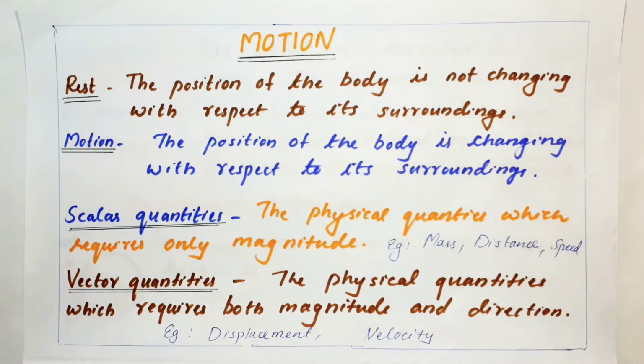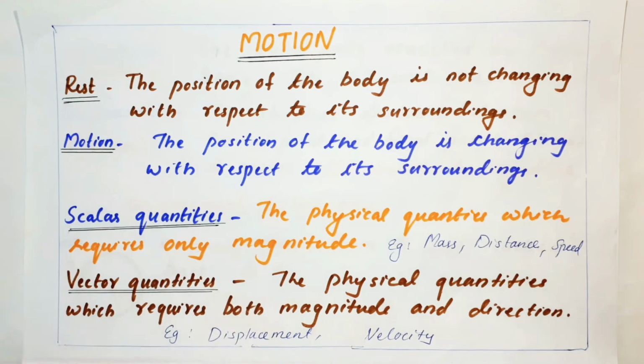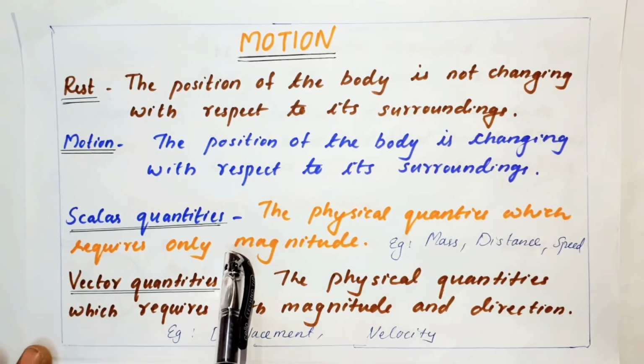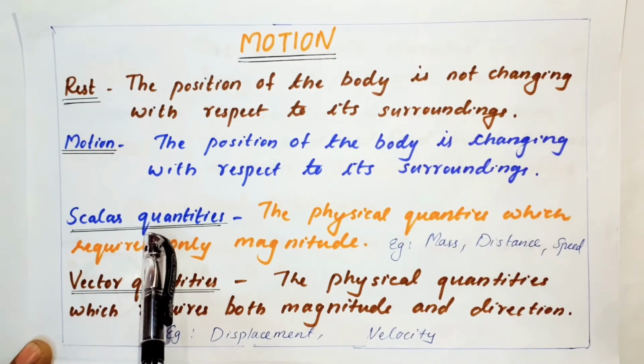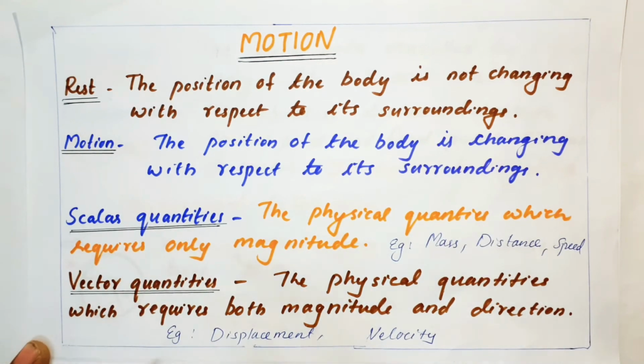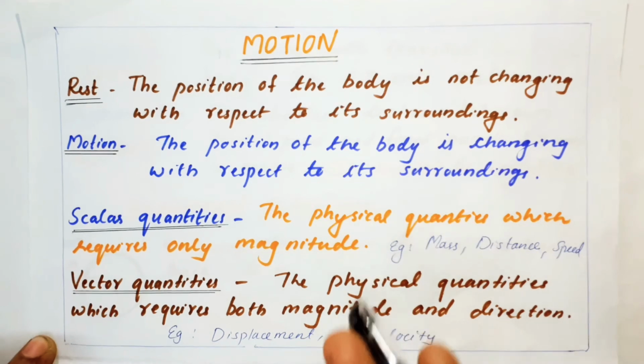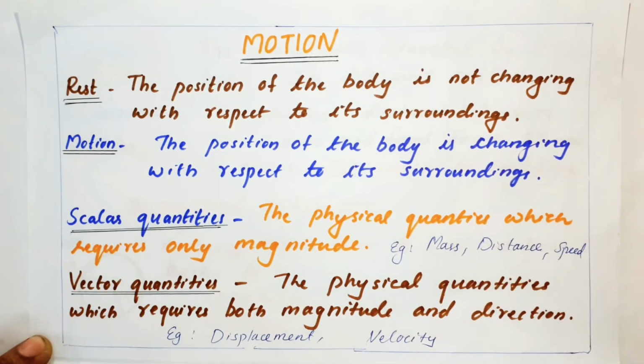Before going to the other physical quantities, I am going to classify the physical quantities into two major classifications, that is scalar quantities and vector quantities. Most of the terms in physics are categorized into two main quantities called scalar and vector. The physical quantities which require only magnitude are termed as scalar. For example, when we talk about the mass, it may be 2 kg, 3 kg, like that only, right? We are specifying its magnitude. For distance, 10 meter, 20 meter, like that, we are specifying only the magnitude.